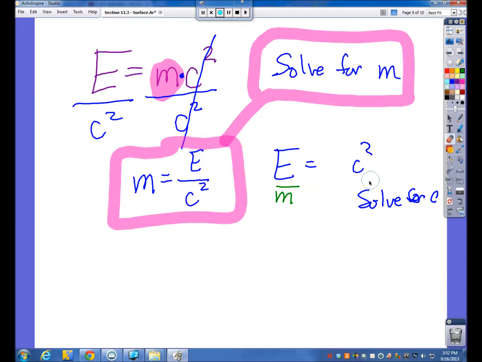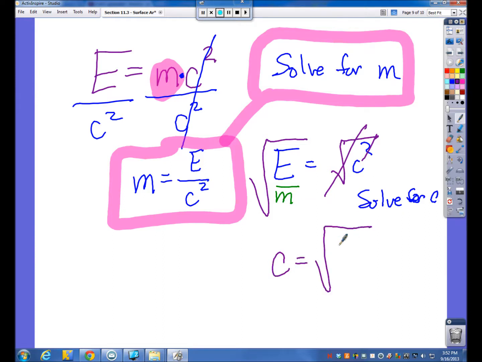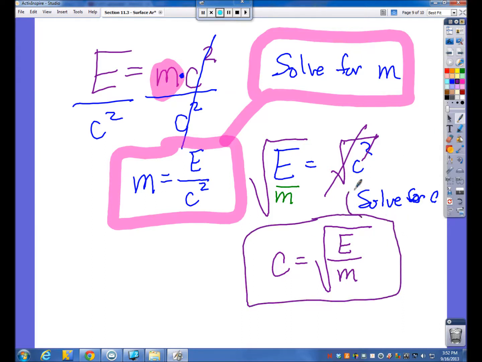Now I've just got c squared equals E divided by m. But I want to get c all by itself. So I need to square root both sides, the entire fraction, and the square and square root knock each other out. So c is equal to the square root of E divided by m. And so now I have solved for c in terms of E and m.